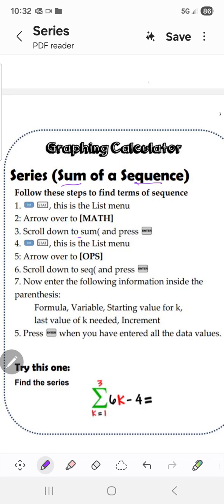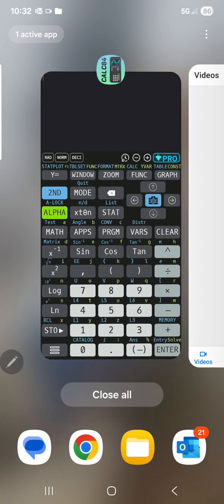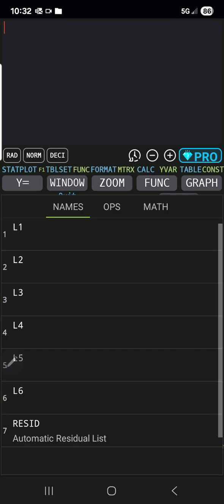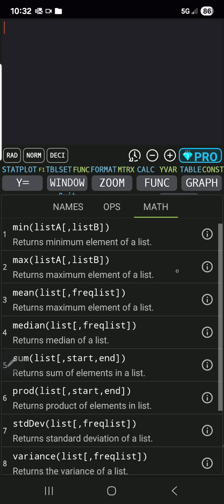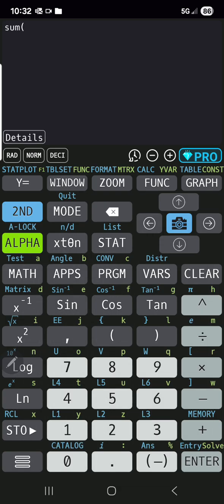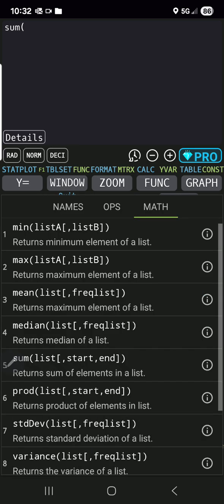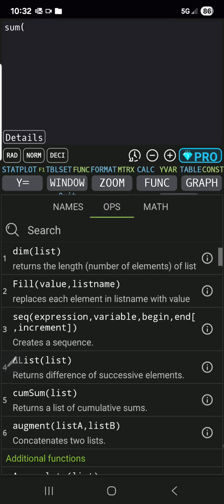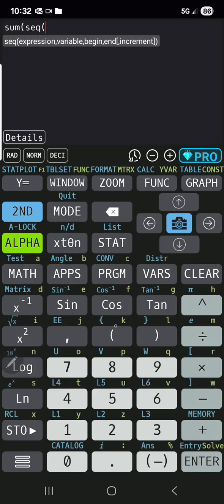Not too bad. All right, so here's my list. Second stat gets me my list option. I want to go over to math, and I want to go to sum. And then, again, second list. This time I want to go down to OPS. I want to go to sequence. The sequence is telling you that you need the expression, the variable, the begin, the end, and the increment.